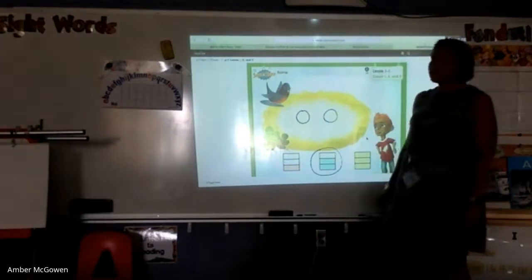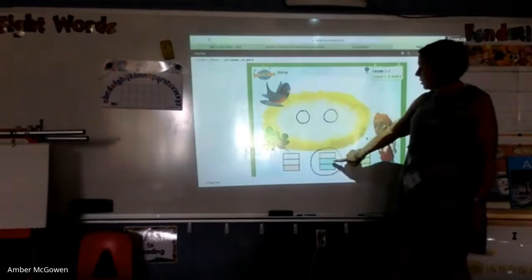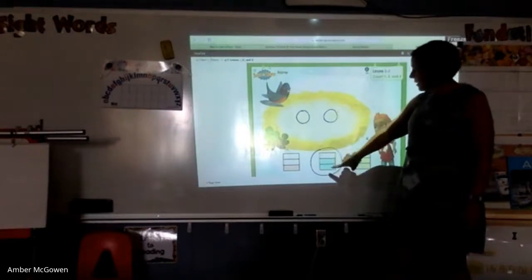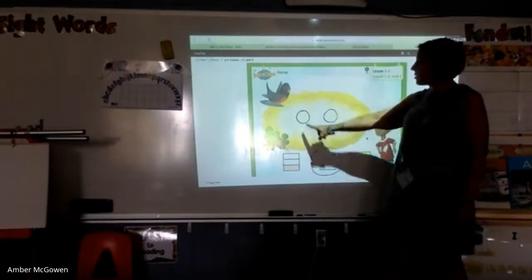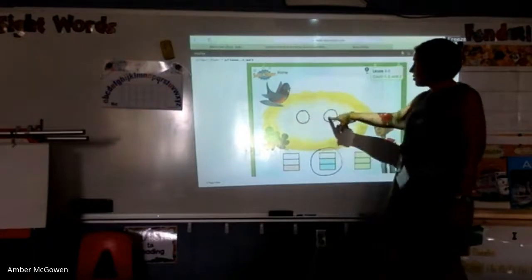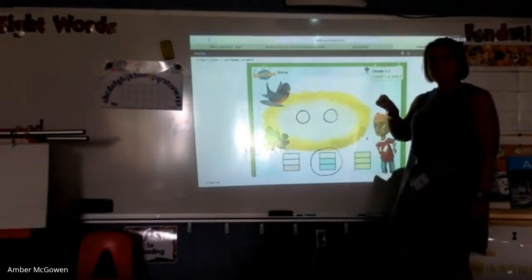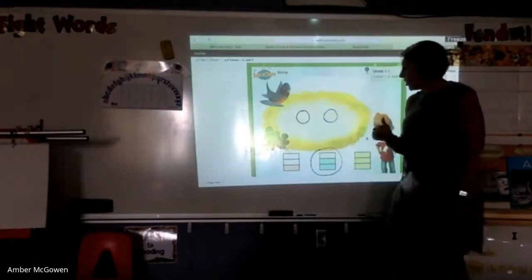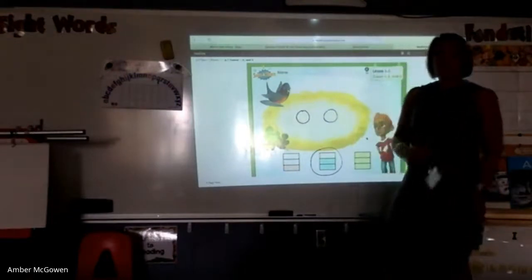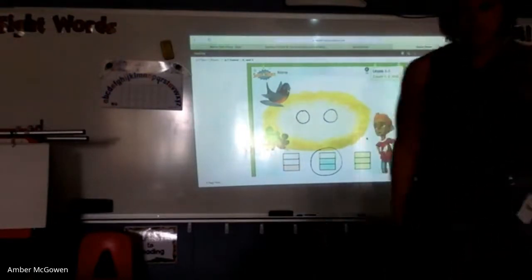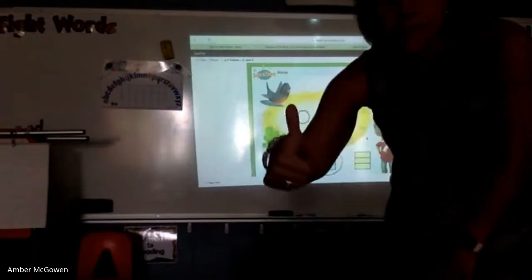Now let's count the boxes and make sure that they match our circles. 1, 2. Then we count our circles. 1, 2. Do they match? Yes, so good job. Boys and girls at home, do you have your circles all done? Thumbs up.